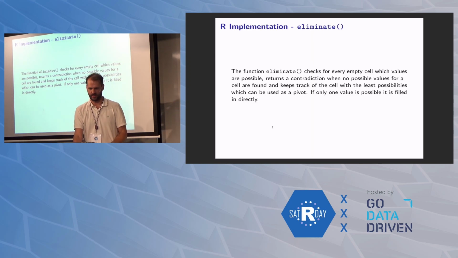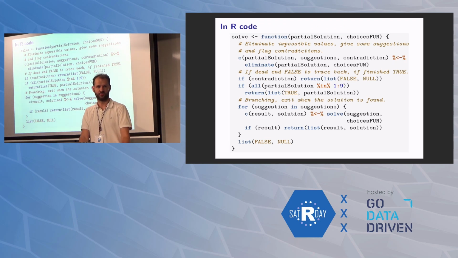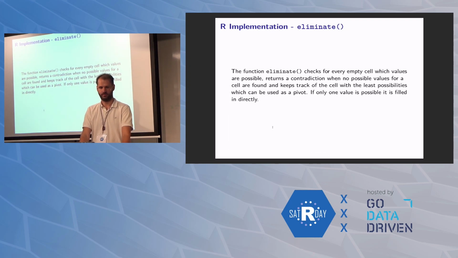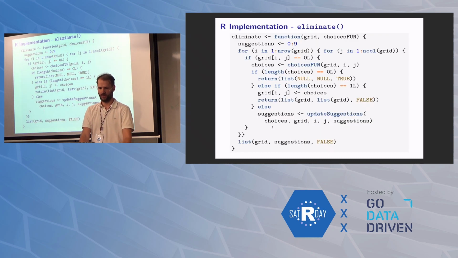So that is basically the basic strategy to solve this problem. Then I have the eliminate function, which just checks which values are possible. And it is greedy in the sense that if there's only one possibility, it will take that possibility. This is that function. It also fits neatly on one slide. It uses this choices function, which I will define later. And basically, it says, well, if there is only one choice, I choose that.